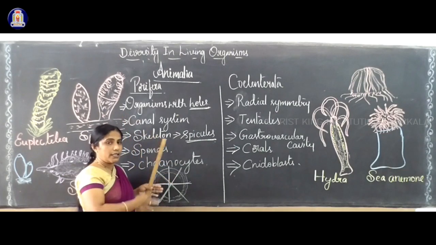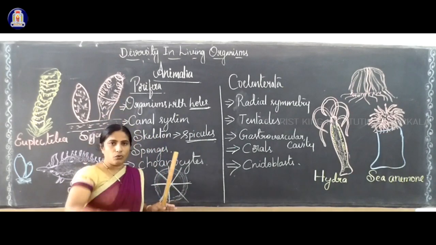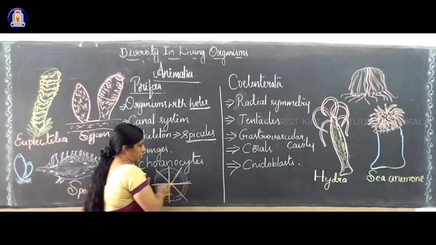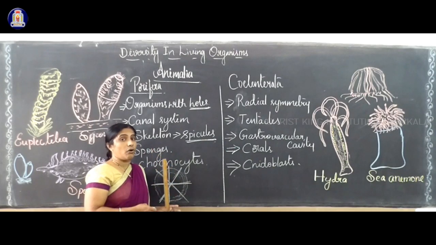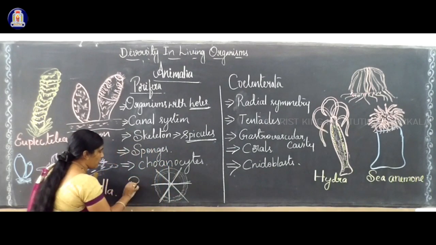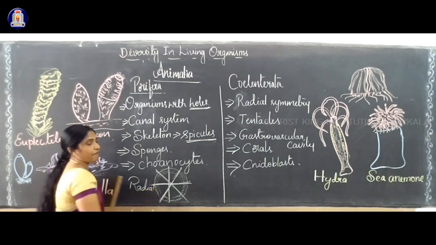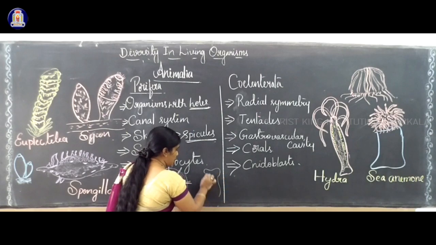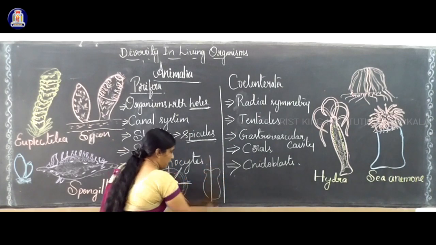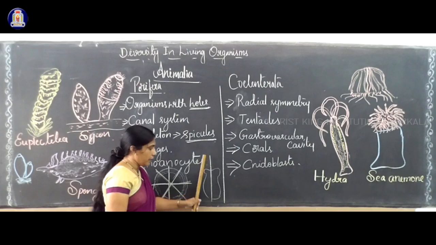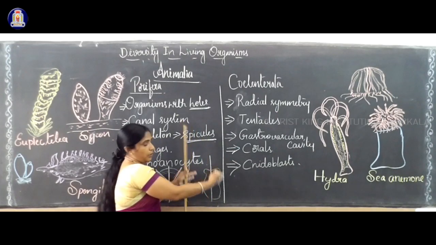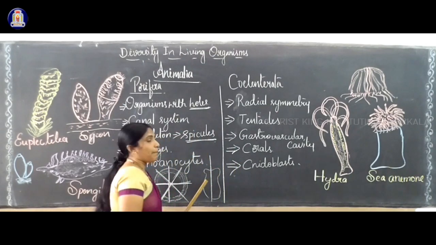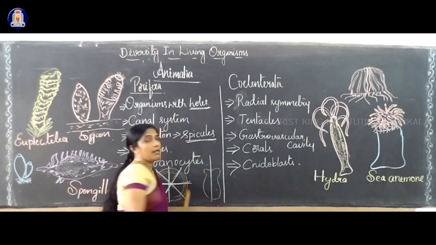If you cut an organism in different planes and always get an equal portion, then it is called radial. But for example, this is just an example I have given, if I can divide only in one plane into equal halves, and more than that I cannot divide the organism, this is called bilateral.